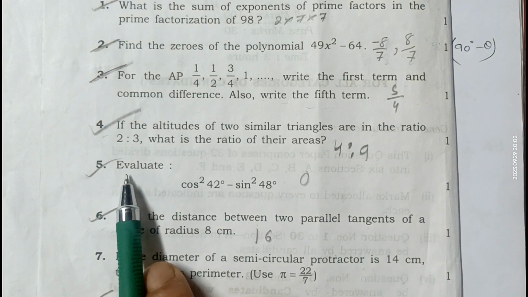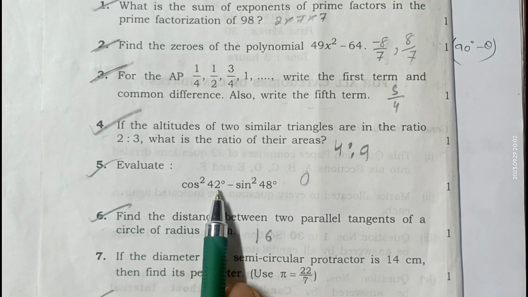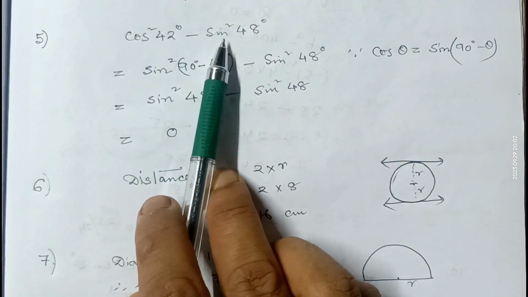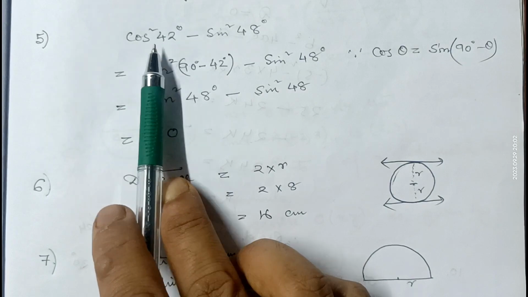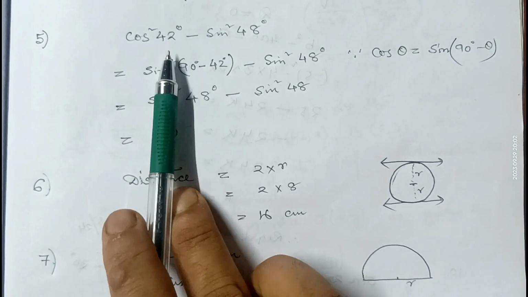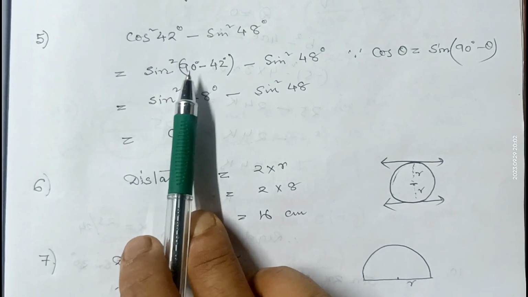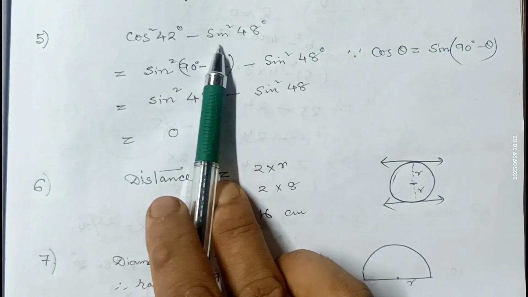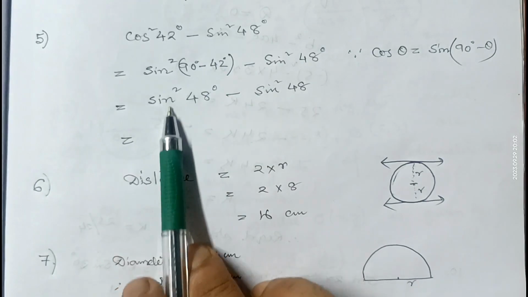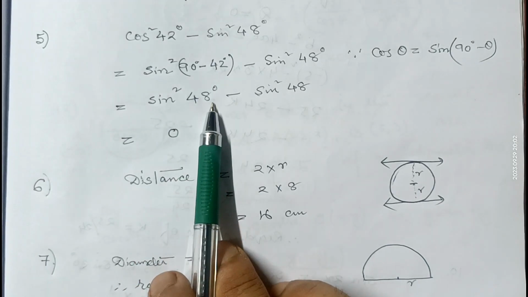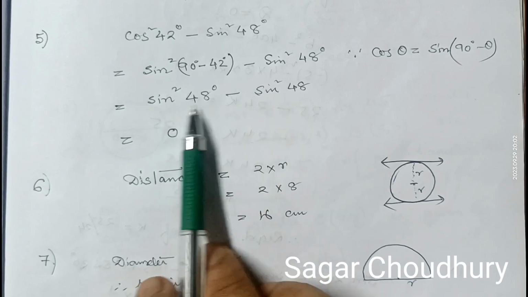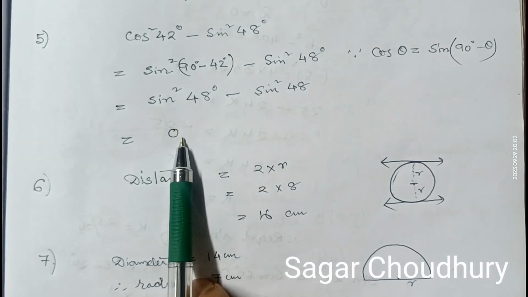In question number 5 it is given, evaluate cos square 42 minus sin square 48. Here cos square 42 minus sin square 48. This cos can be written in terms of sine. We know cos theta is sine of 90 minus theta. So instead of 42 we can write sine square 90 minus 42, minus this one we are not changing, it will remain same, sine square 48 degree. So here it will be sine square 90 minus 42 is 48. Sine square 48 minus sine square 48. Same value minus same, that means it will be 0. So the required value is 0.